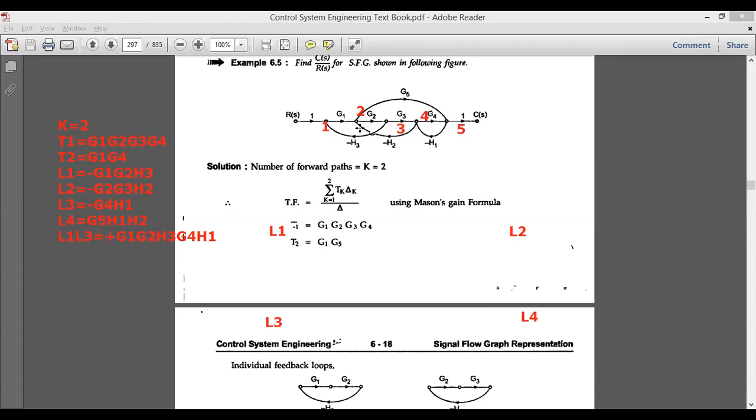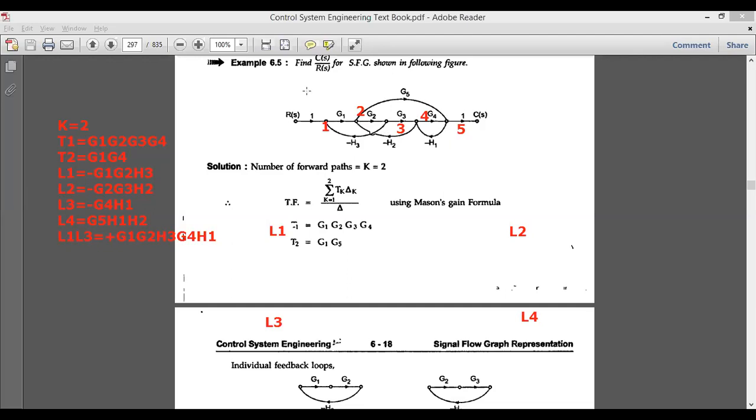So what is my second loop? It starts at point number 2, point number 3, point number 4, coming back to point number 2. Right, this is my second loop. The third loop here is, you can see, point number 4, point number 5, and point number 4. Then the fourth loop here is point number 2, point number 5, point number 4, and coming back to point number 2. This is my fourth loop.